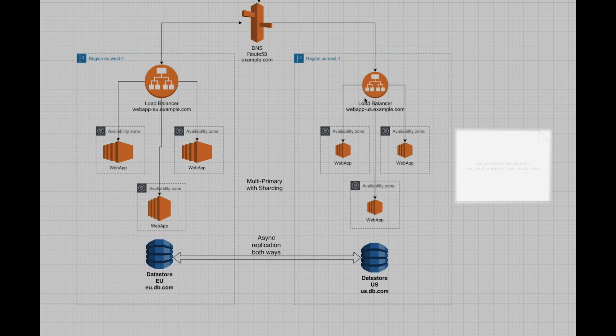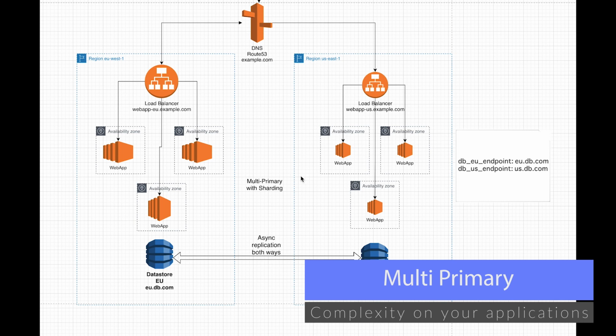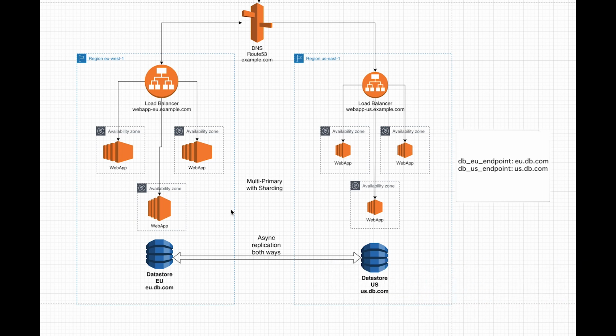Another approach that we could take: instead of having a primary and then only read replicas, which are only able to be read from, we would have multiple primaries. So this is a multi-primary setup with something called sharding. We have two data stores, one in the EU, one in the US. You see that the names have changed slightly because both are now equal and both are primaries. But we're trying to use something called sharding to minimize the amount of problems we get ourselves into.